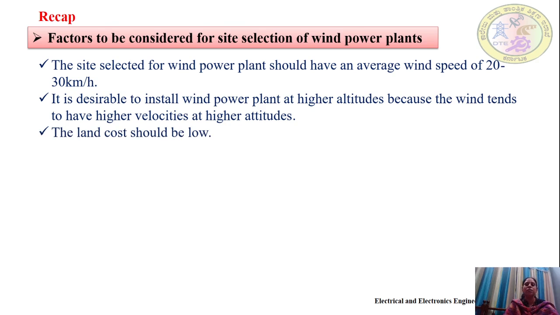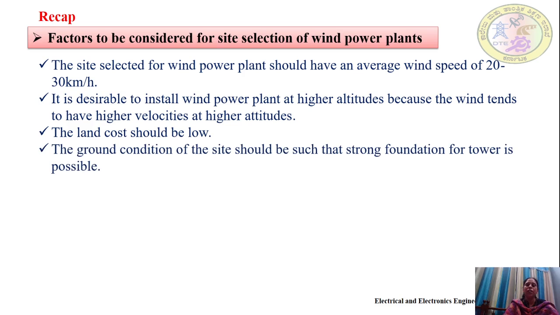The land cost should be low. This is very important. The land selected for the wind power plant, the cost should be low. The ground condition of the site should be such that strong foundation for the tower is possible. So ground condition is also very important because the tower should carry the weight of the nacelle.